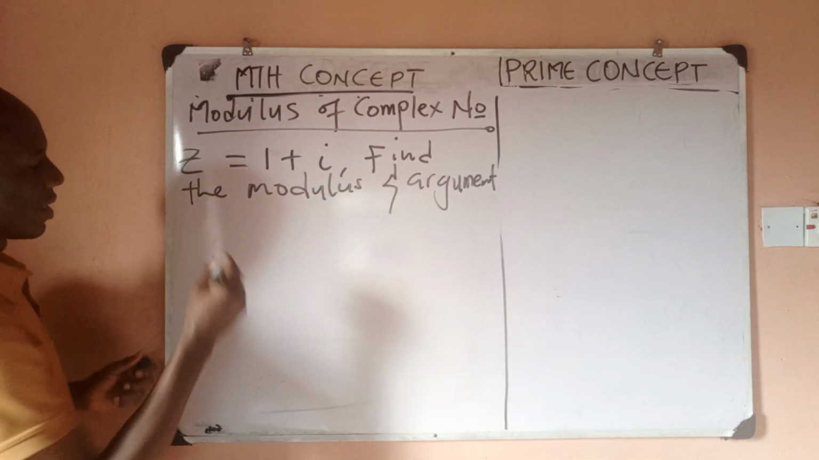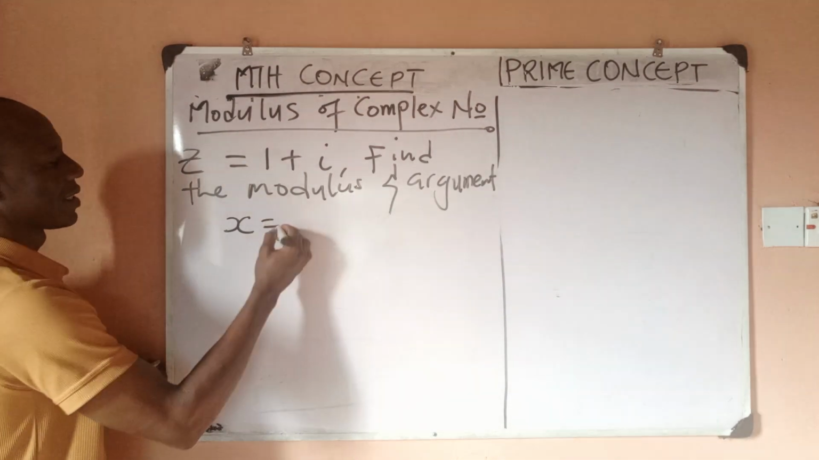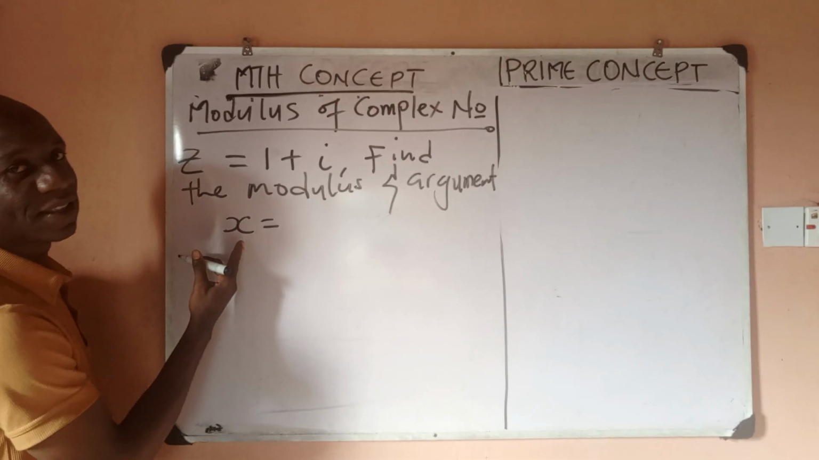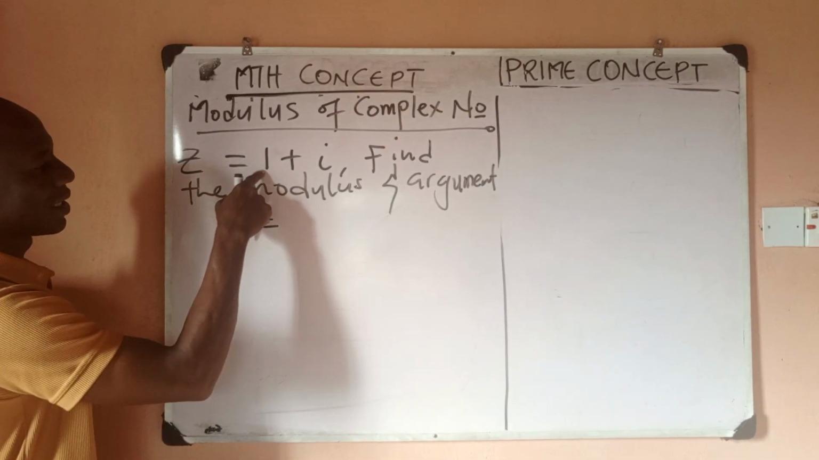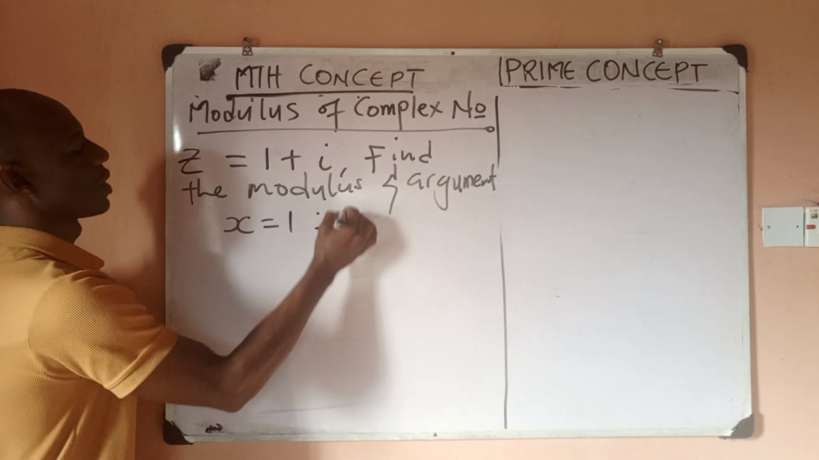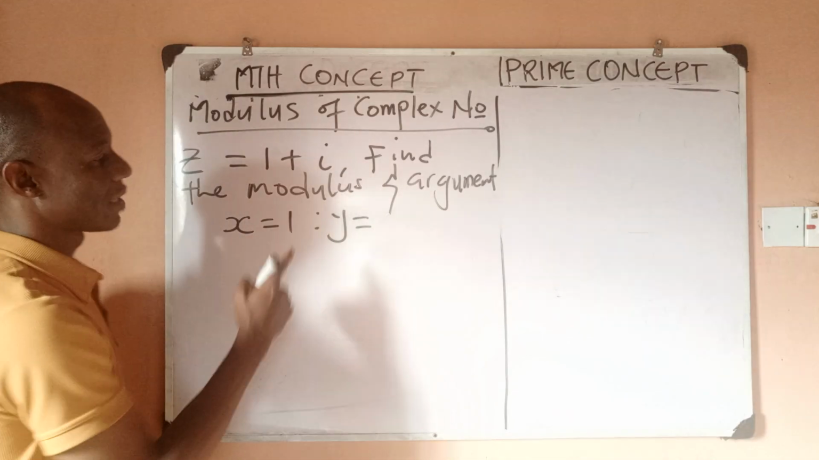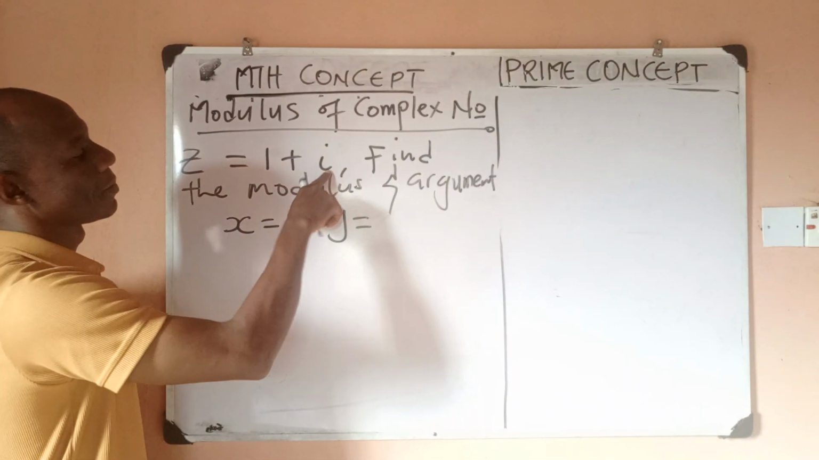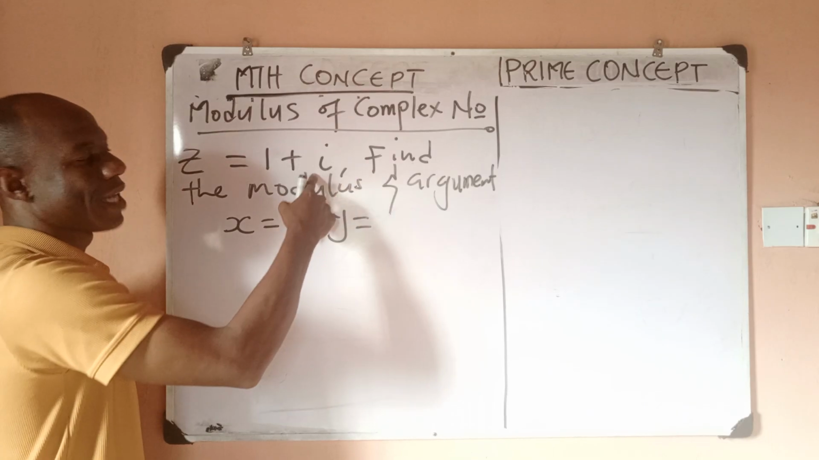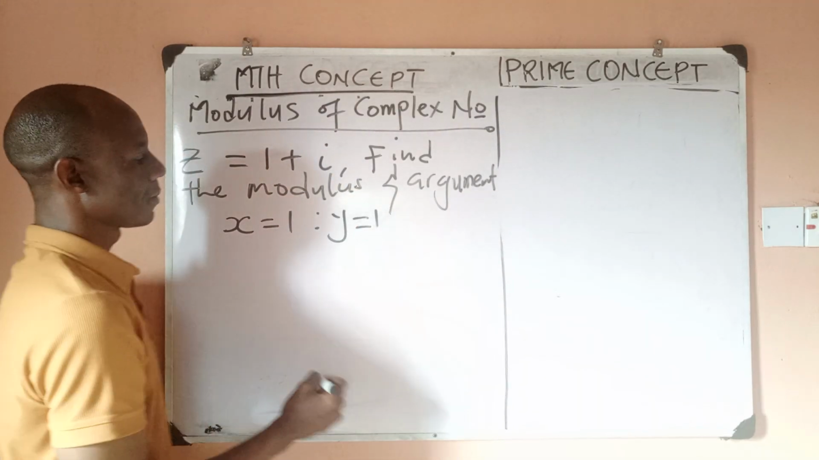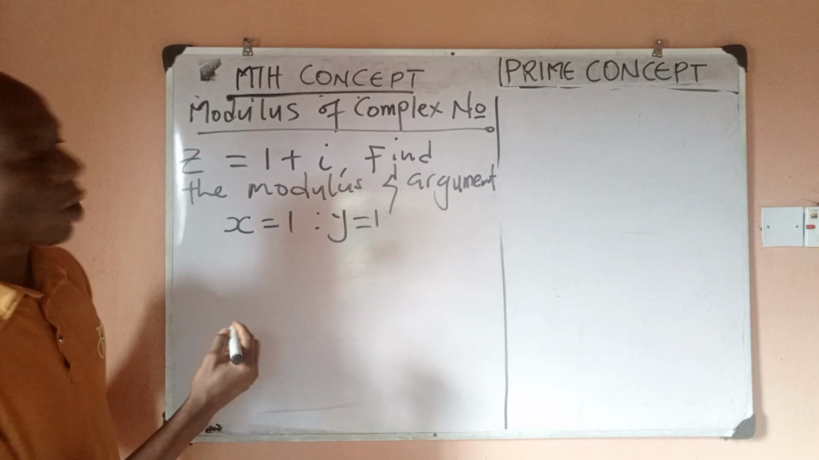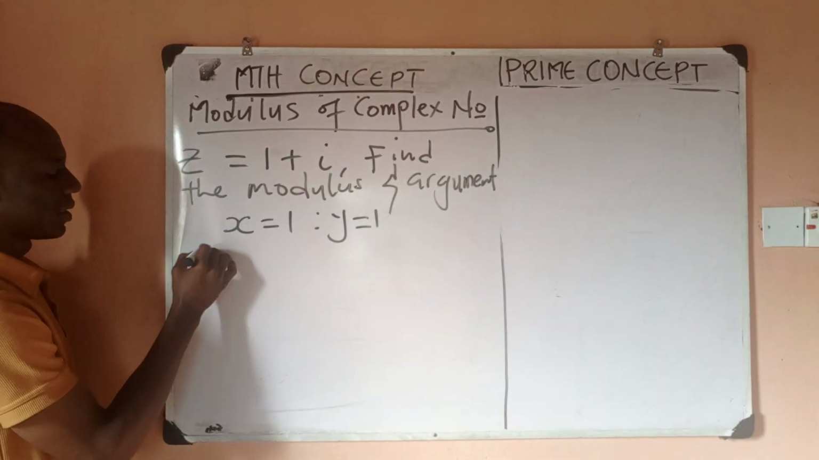Now, first, we want to identify our x. In this case, our x means the real part of the complex number. So x in this case is 1. And our y is the imaginary part, which is the coefficient of i. And the coefficient of i is 1. Once there is no number, it means it is 1. So y is 1.